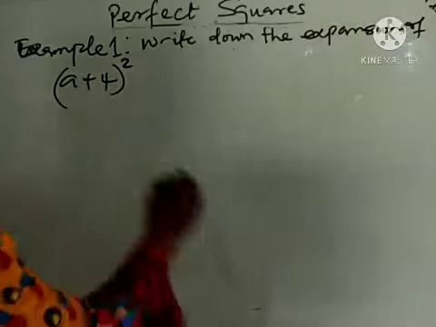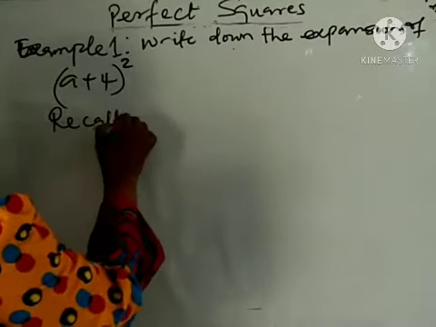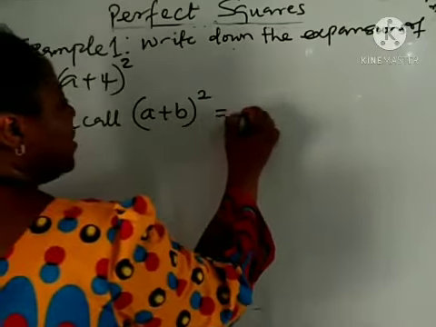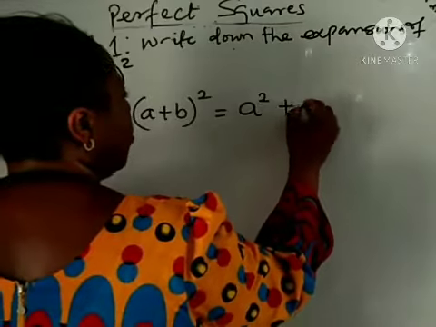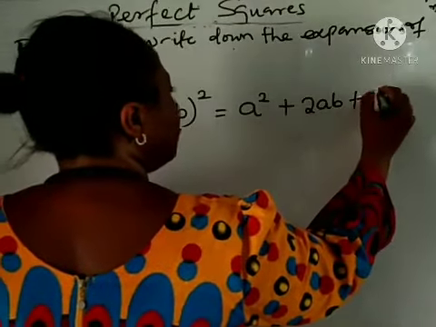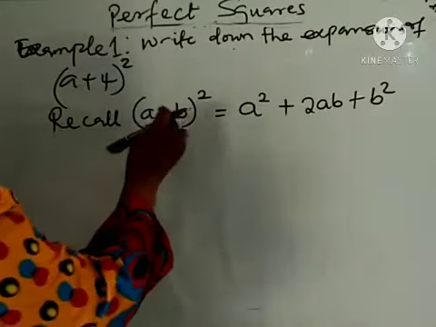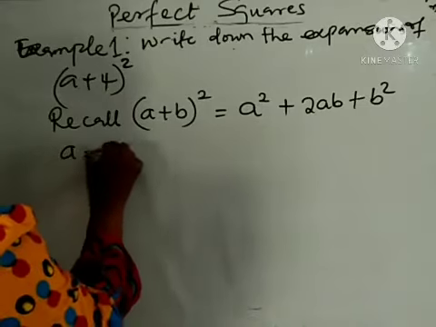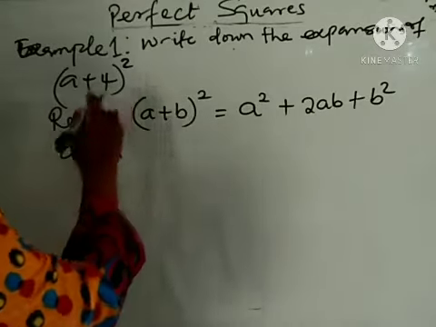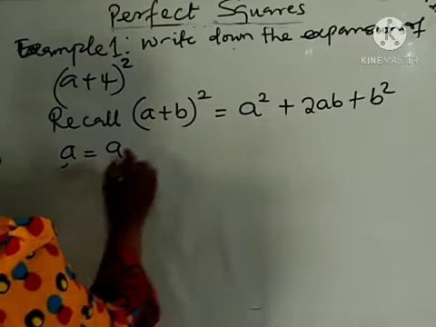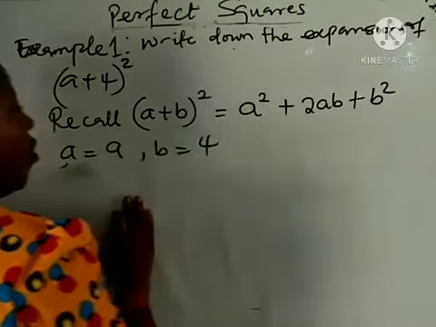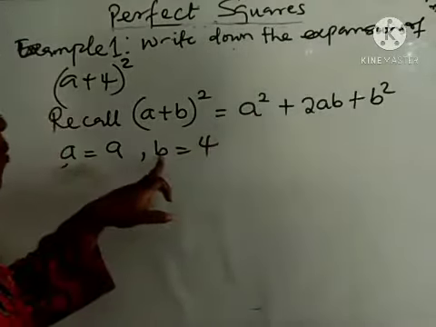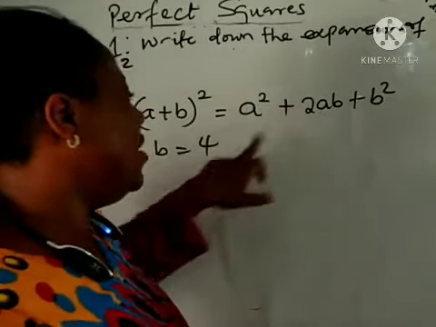2. Now you will tell them, recall that A plus B all raised to power 2 is the same thing as A square plus 2AB plus what? B square. Now, if you compare this and this together, our A is still A. But here our B is equals to what? 4. When we compare the same together, anywhere we see A, we still put our A, but anywhere we see B, we are to replace our B with what?